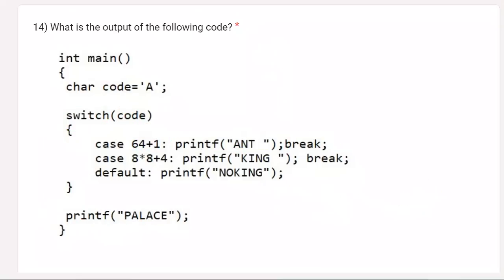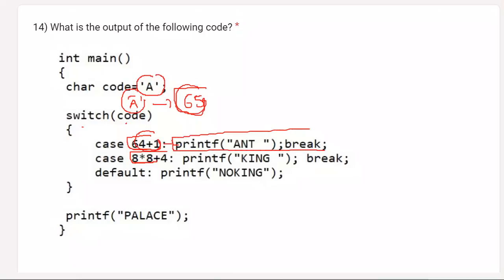Here the character is capital A. So in the switch, you are sending the character A. But here these are integer values. So here it is 65. The character will be internally converted into its ASCII code. So the ASCII code of capital A is 65. So this 65 and this 65 are matched, so the corresponding statements in that case will be executed.